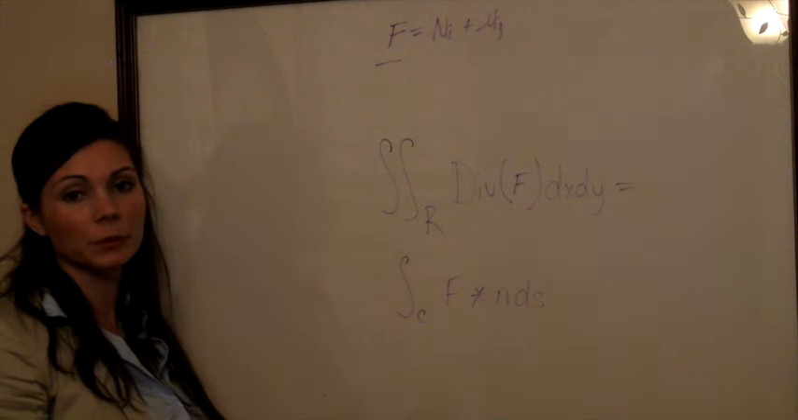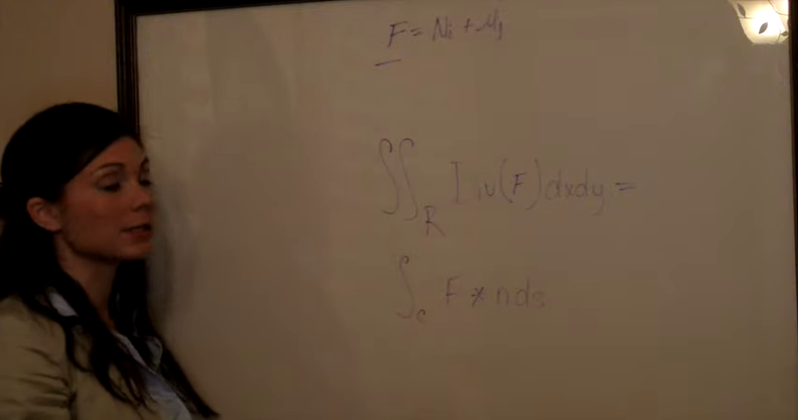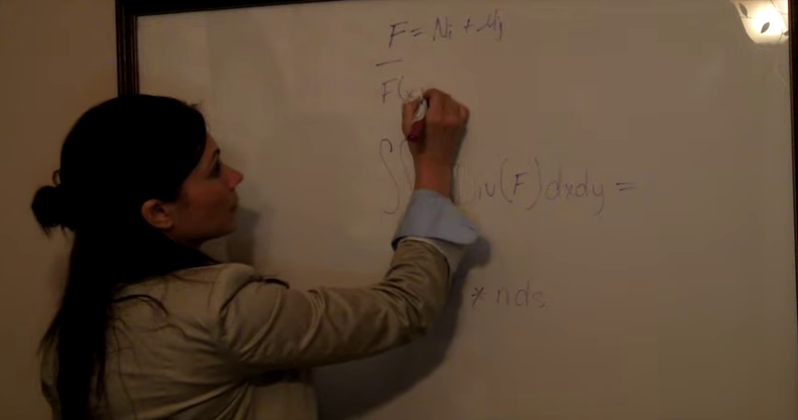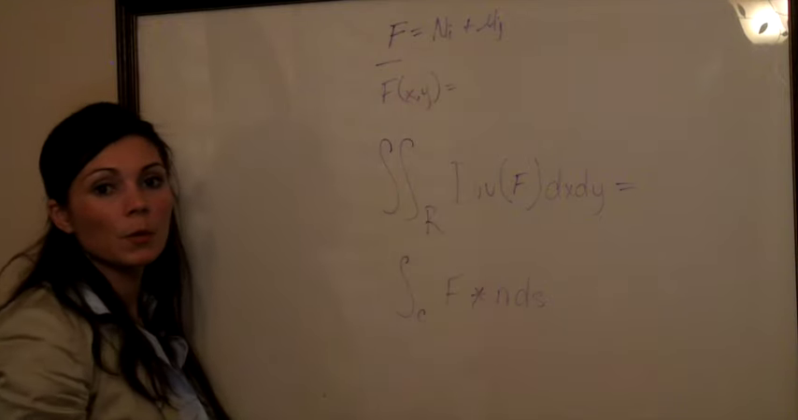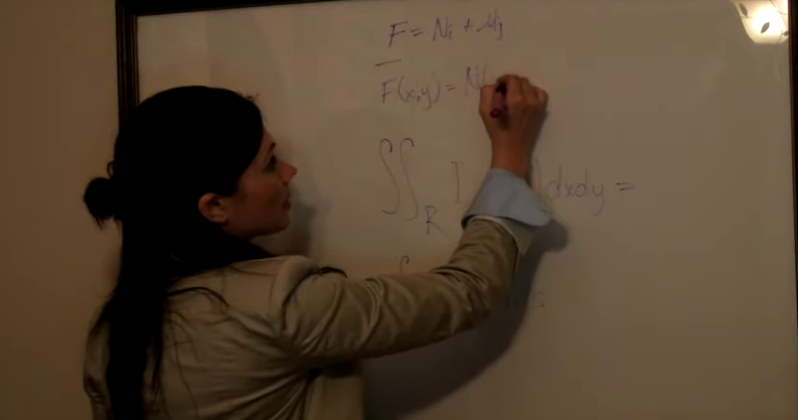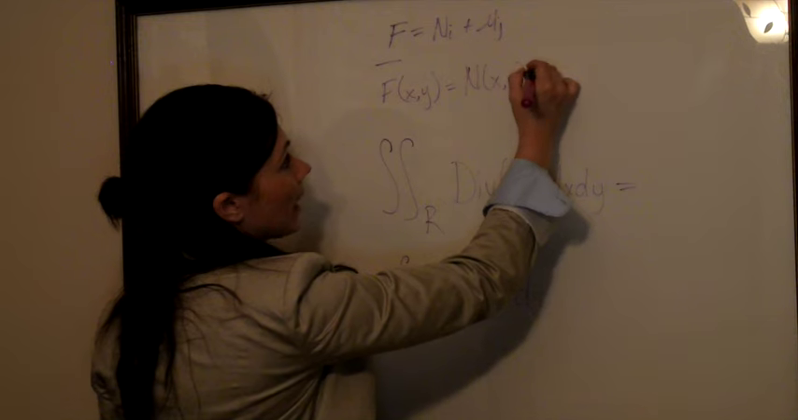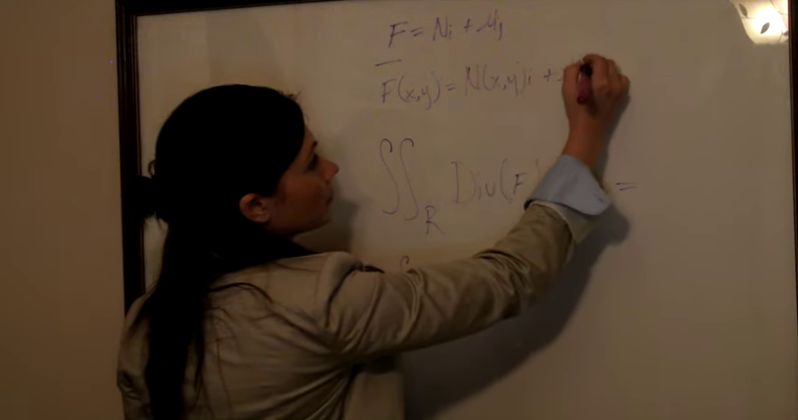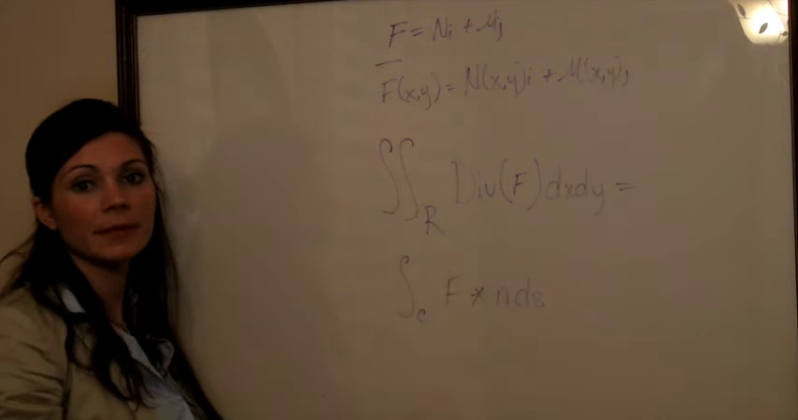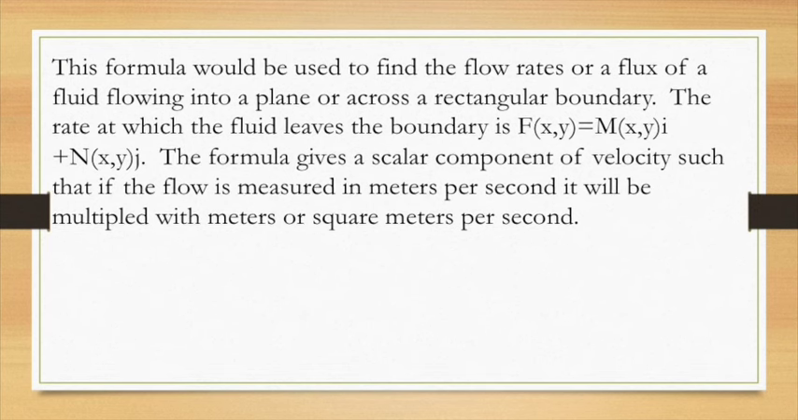The rate at which the fluid leaves the boundary is going to be our F at xy, which would be equal to our N(x,y) i plus M(x,y) j. The formula gives the scalar component of the velocity such that if the flow is measured in meters per second, it would be multiplied with meters or squared meters per second.